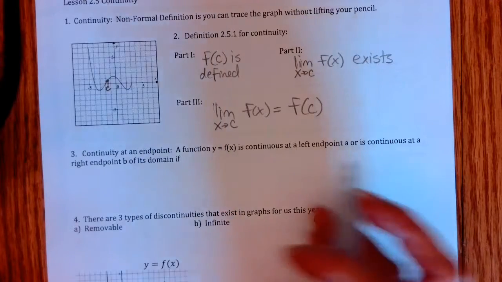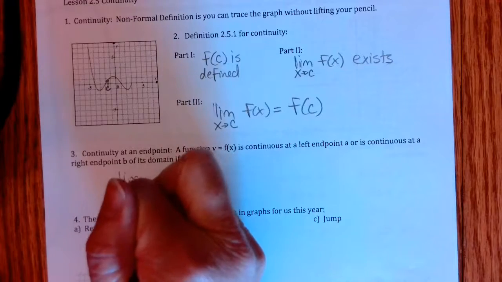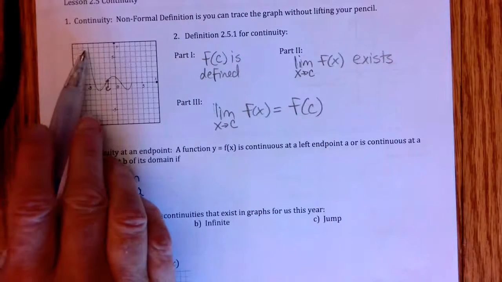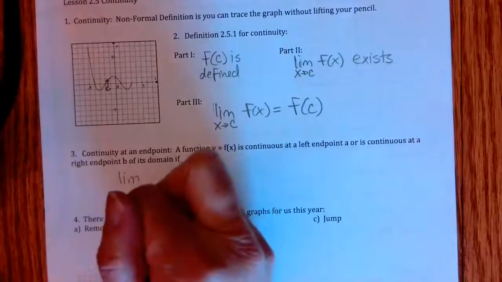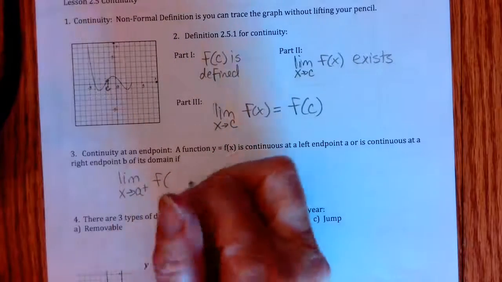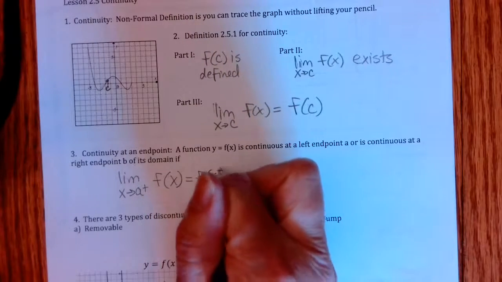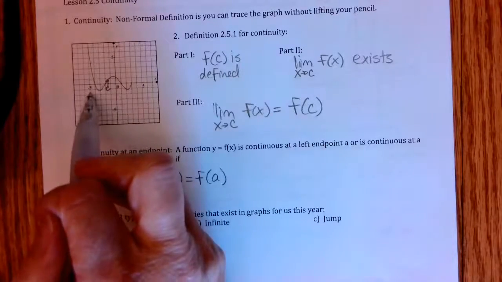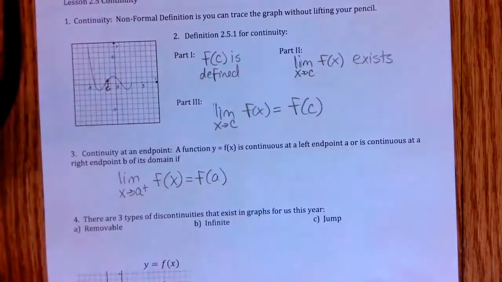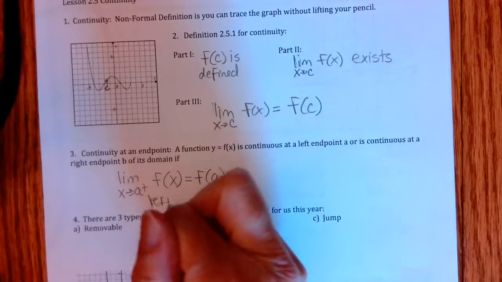If we have a left endpoint, then we're going to say the limit as x approaches a from the right, on f of x is equal to the value at a. So this value at -5 would be like the a value. This is the left continuity.